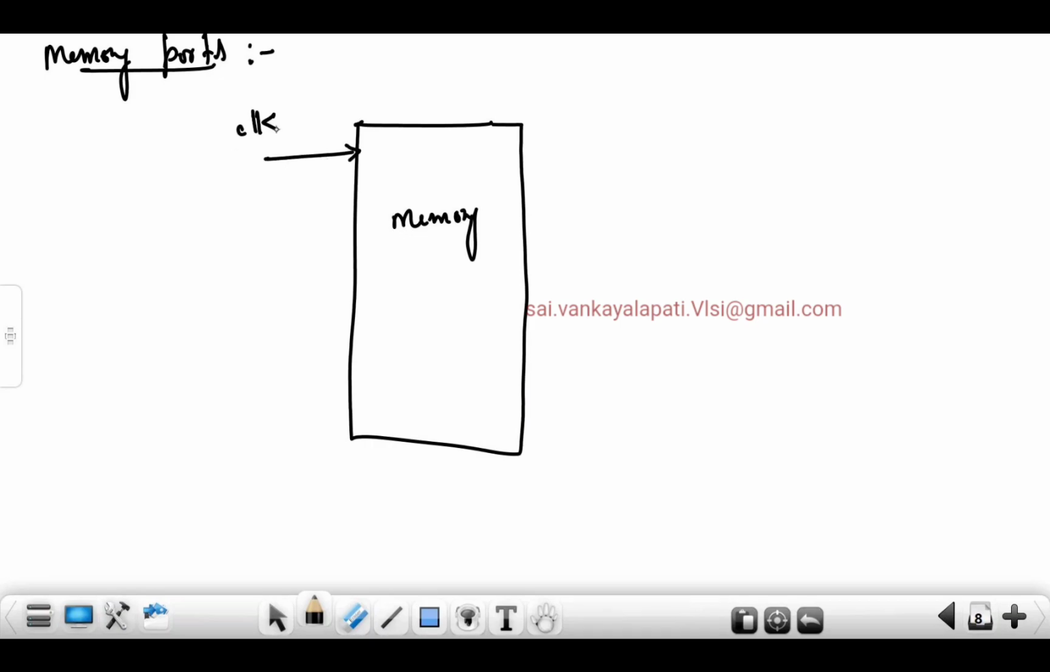So what are the ports to the memory? To model this unit, of course, you need a clock. Clock is one port. Whether it is an input port or output port, what is the direction I'm giving to this memory? Any arrow going inside means input port. Any arrow going outside from the model is nothing but output port. So one input is the clock. Another input I can take is the reset.